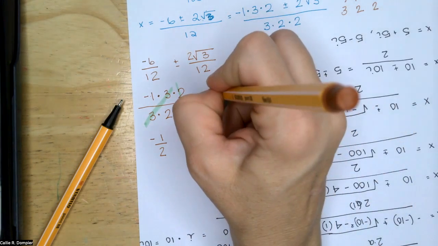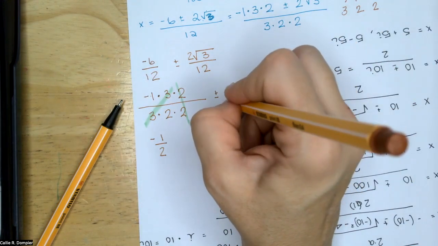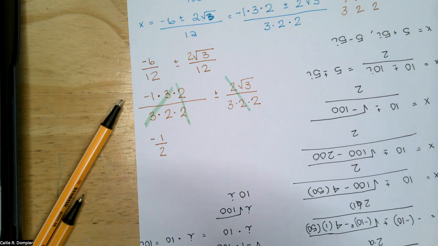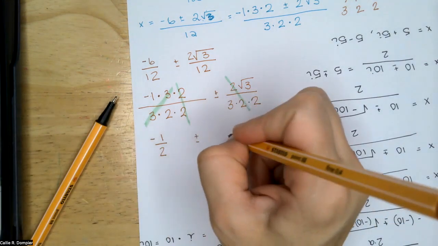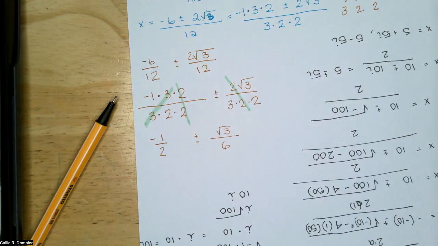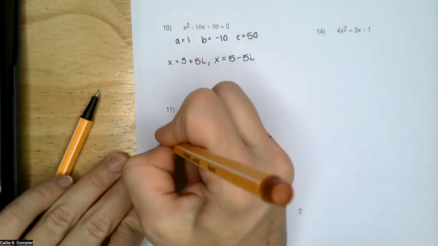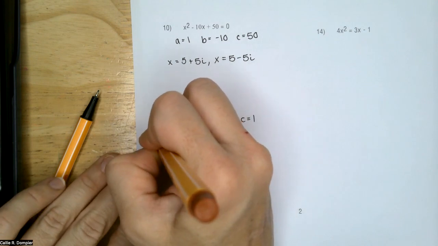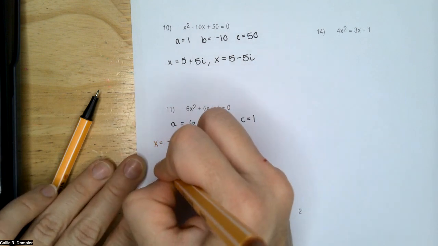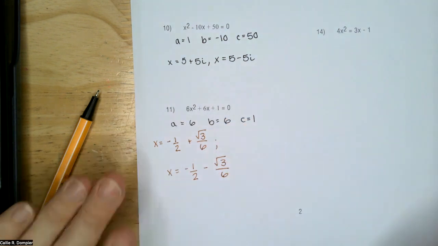Good. Plus or minus 2 square root of 3, and we already know the prime factorization of 12 is 3 times 2 times 2. We can now factor out one of the 2's, and we get plus or minus square root of 3 on the top, and then 3 times 2 is 6. So now our final answer for number 11 is x equals -1/2 plus the square root of 3 over 6, and x equals -1/2 minus square root of 3 over 6.